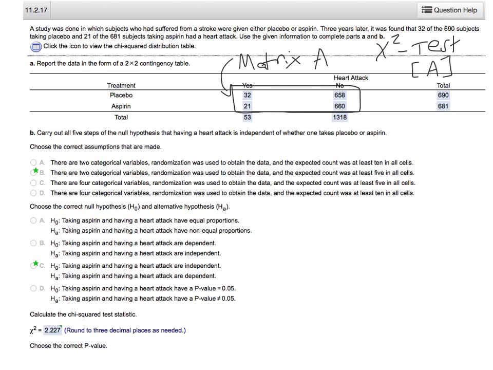Now, the minimum requirements for the test, the rest of these questions, again, these are not things I normally ask on a test because it's the sort of thing you should look up when you're going to use the test. But certainly we have to compare categorical variables, so that's the treatment and had a heart attack or not. Those are my two categorical variables. That has to be true to do chi-square testing. Randomization being used always has to be true to have any kind of statistical results. And then the expected count in each cell is at least 5. So we have a big enough sample size where it's reasonable to expect all of these numbers to be at least 5.